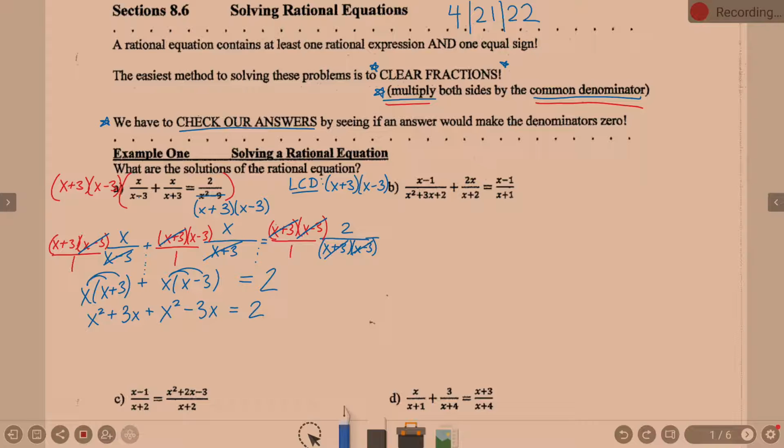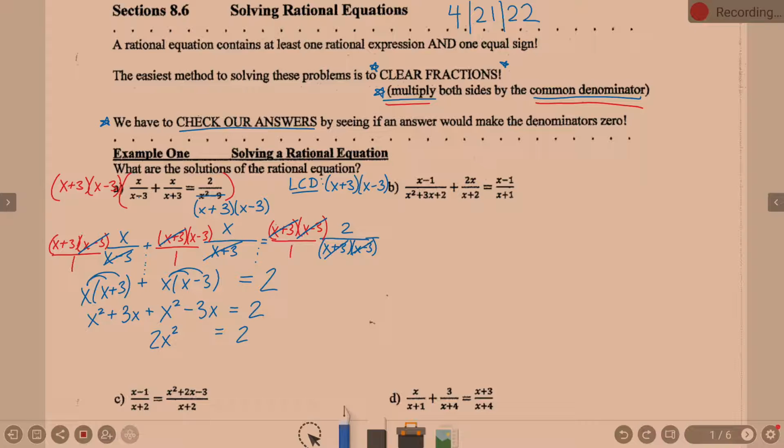Okay, mathematically, we're at the easier stuff. What's next? Okay, combine like terms. X squared goes with x squared. What's x squared plus x squared? 2x squared. 1x squared plus 1x squared is 2x squared. What else happens here? 3x's cancel, right? 3x minus 3x is gone. So on this side, I have 2x squared equals 2.